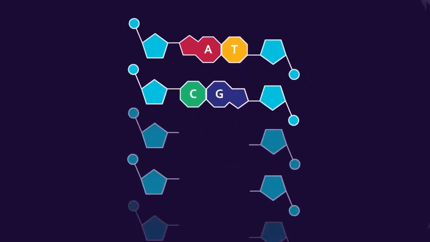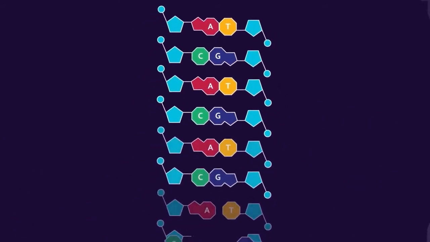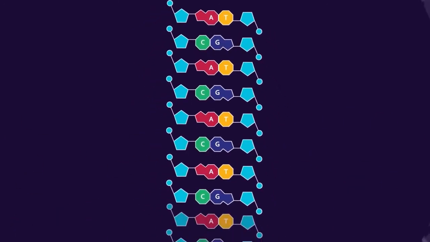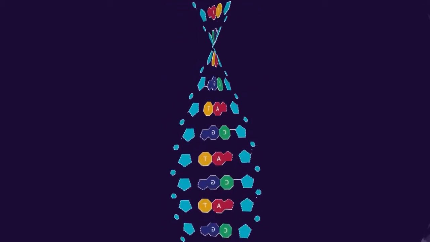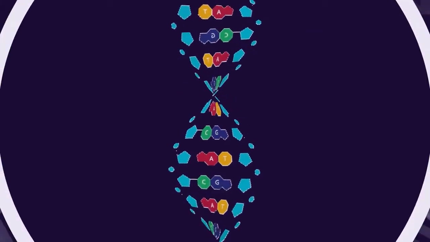Phosphate and sugar are linked together to make the backbone, and complementary bases are attached to it. Due to the bond angle of the sugar-phosphate molecule, the linkages will eventually form a double helix structure.